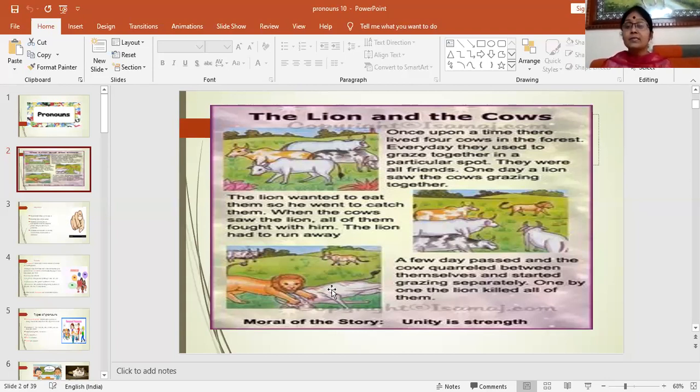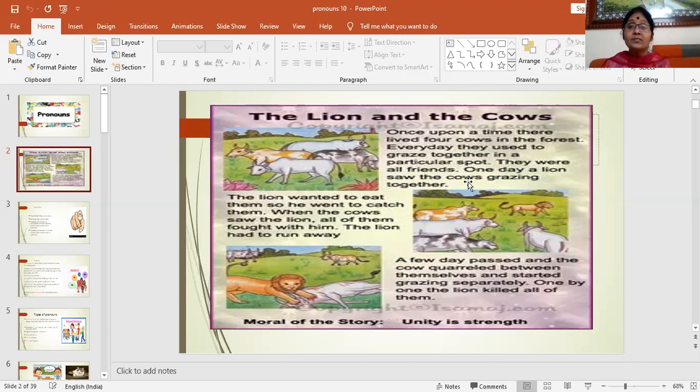I will not read it as it is, but I will read with just nouns, and then I will replace it with pronouns, and let us see the difference. Once upon a time, there lived 4 cows in the forest. Every day the 4 cows used to graze together in a particular spot. The 4 cows were all friends.